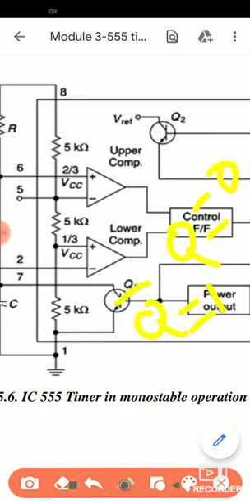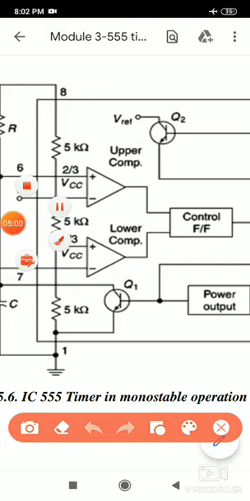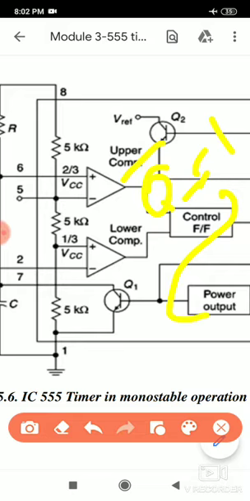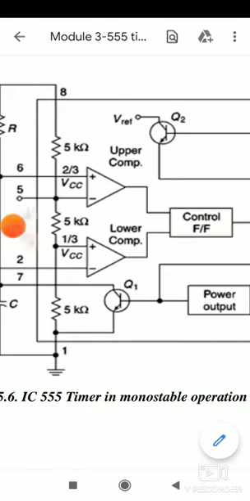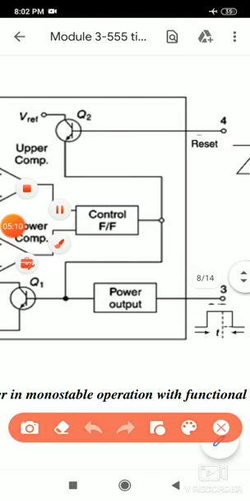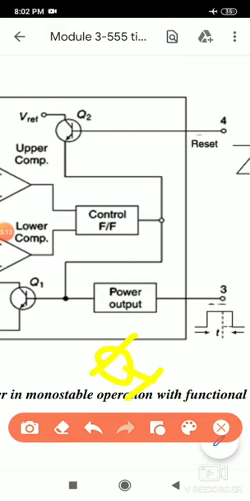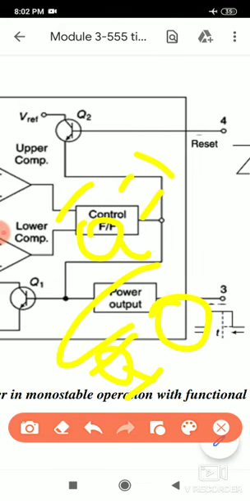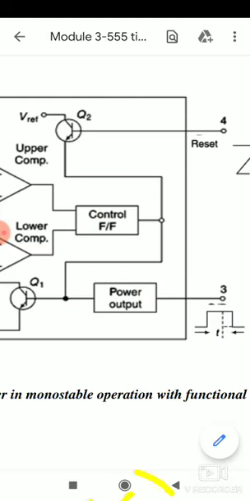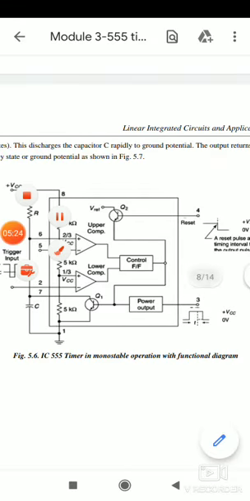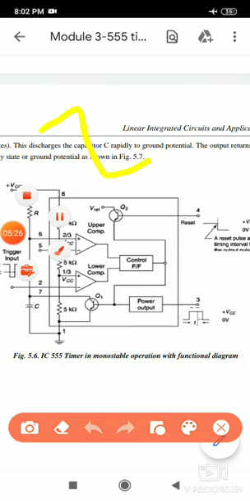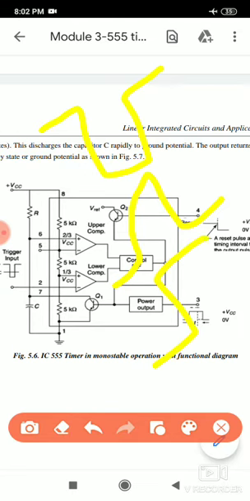This Q bar 1 is given to the power amplifier or inverter, so the 555 output is equal to 0, because Q bar equal to 1 is converted into 0. So from the monostable mode operation we can understand that during the negative trigger pulses the capacitor will be charging, and at the same time the monostable will be producing only one pulse.